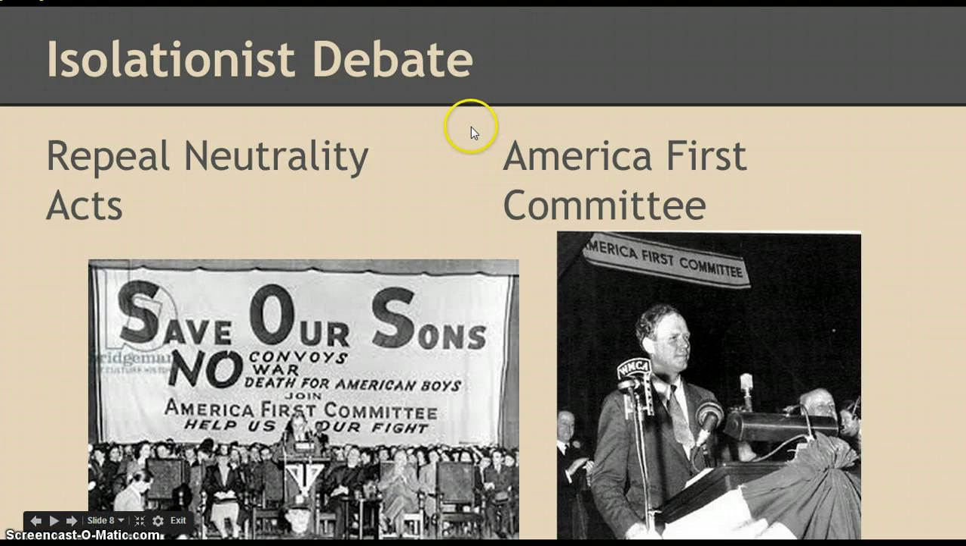The other side forms this group called America First. The America First Committee, here's a picture of Charles Lindbergh, famous aviator, in one of their rallies. And here is some of their propaganda, Save Our Sons, SOS. So I'd like you guys to make sure you understand that there was not 100% support for the war at this time.